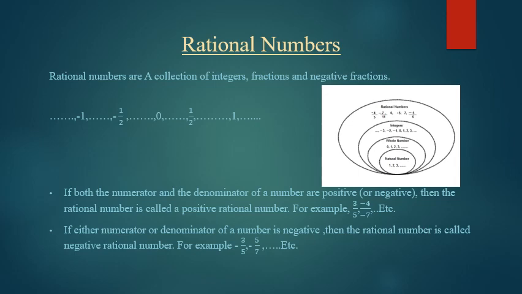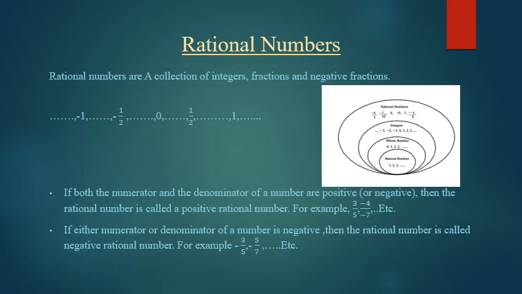So we can say that a rational number is a set of numbers which contains natural numbers, whole numbers, integers, as well as fractions with their negative and positive signs. Now the rational numbers are of two types. One is a positive rational number, another one is a negative rational number. So how can we define a positive rational number?